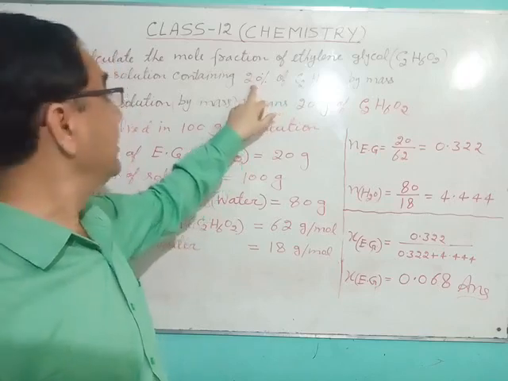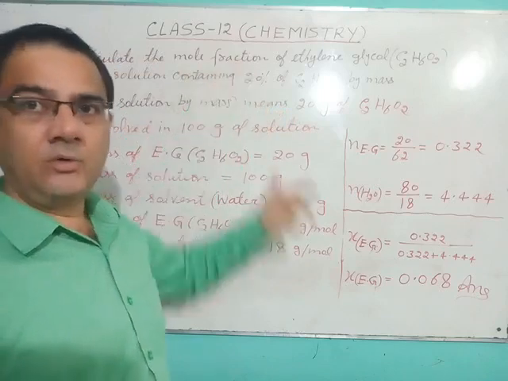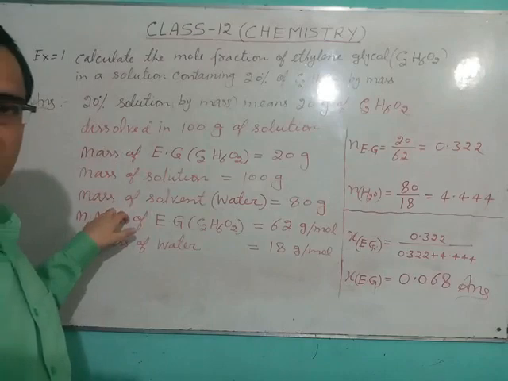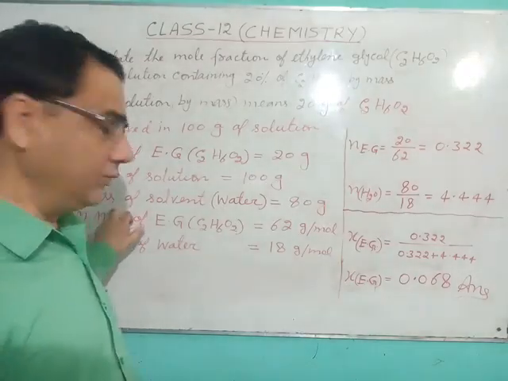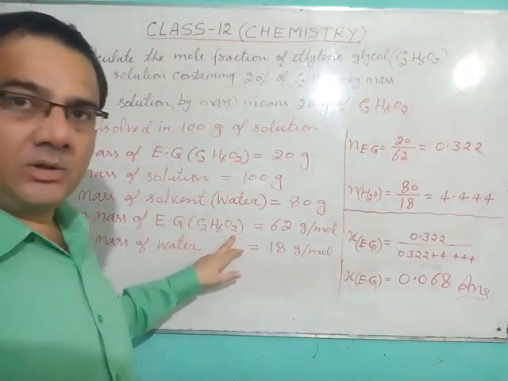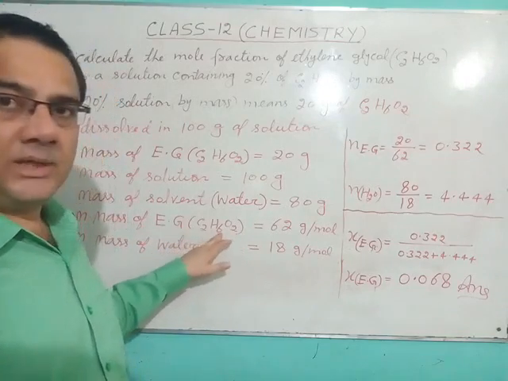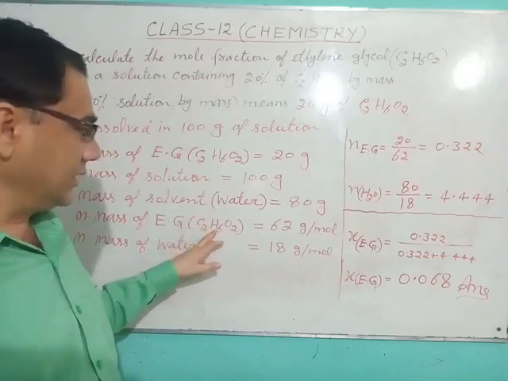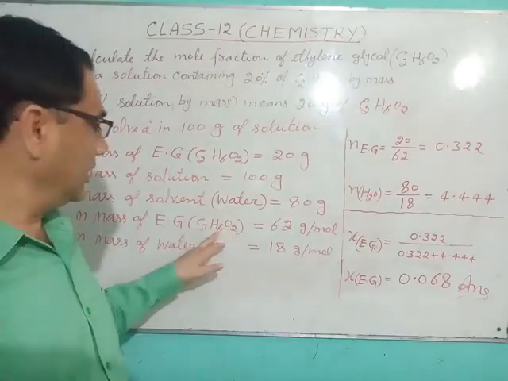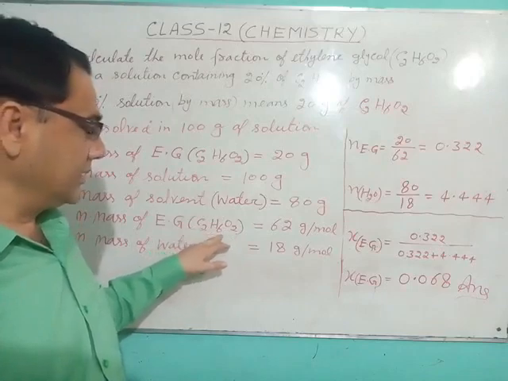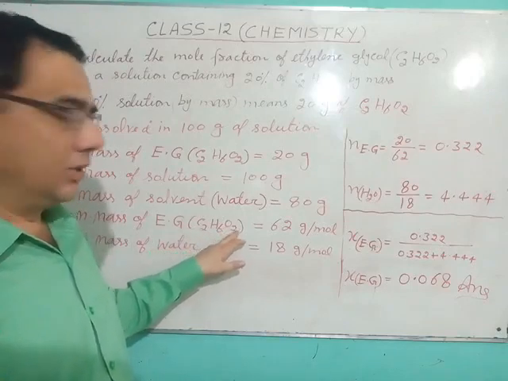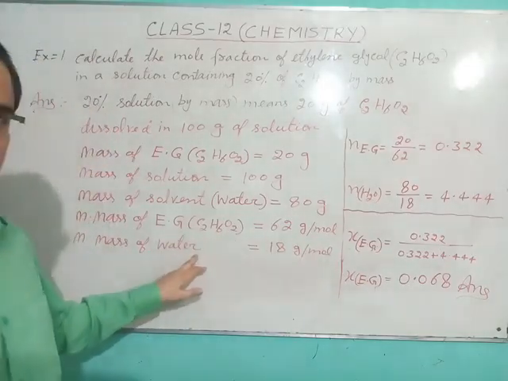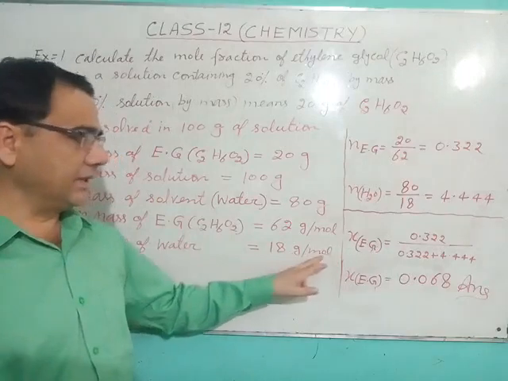And what we need to calculate is the mole fraction. So how do we calculate the mole fraction? You see this, we have written the three values of mass of solute, mass of solvent, mass of solution. Now we write the molar mass of ethylene glycol, C2H6O2. When we add all this, atomic mass of carbon 12, atomic mass of hydrogen 1, atomic mass of oxygen 16. So 12 into 2, 1 into 6, and 16 into 2. All we add, then we get 62 gram per mole. And what is the molar mass of water? All of you know, that is 18 gram per mole.